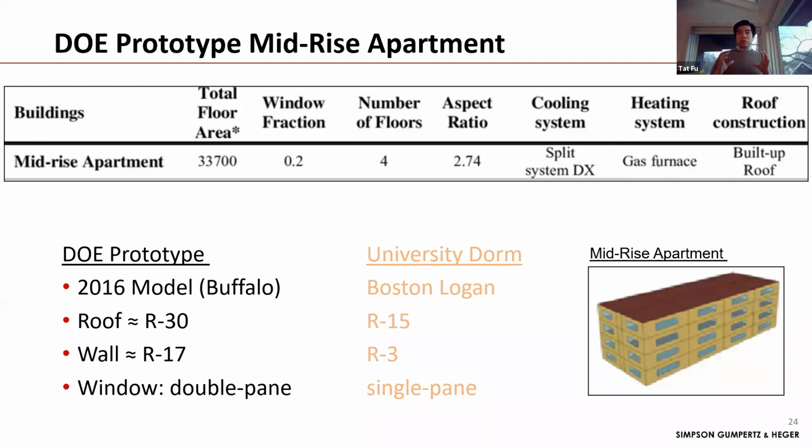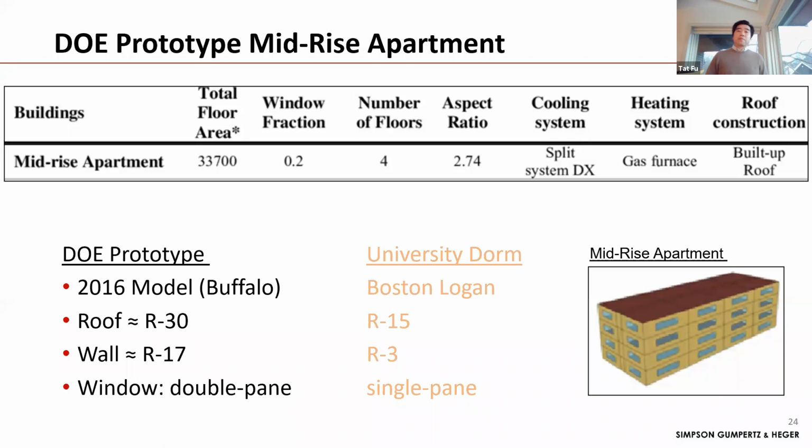So we were able to use the prototype building so that we don't have to model the building from scratch. We can just substitute some key elements. For example, the prototype building uses Buffalo weather data, and we swap it with Boston Logan. The prototype has R30, and we swap it to R15; R17 to R3; and the window for the prototype is double pane, and for our building, we swap it to a single pane window.